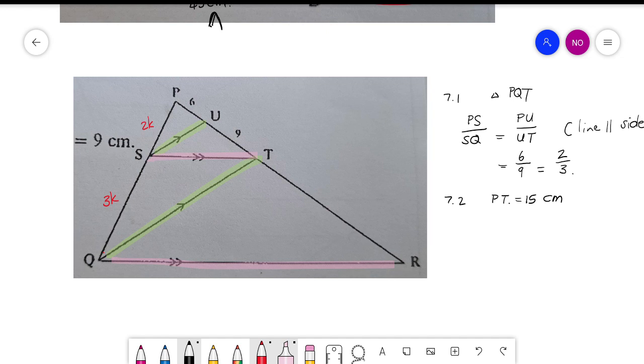Okay. Then they say calculate the length of TR. So this part. Now TR is in the big triangle. It's part of the big triangle. So I'm going to use the pink parallel lines now.